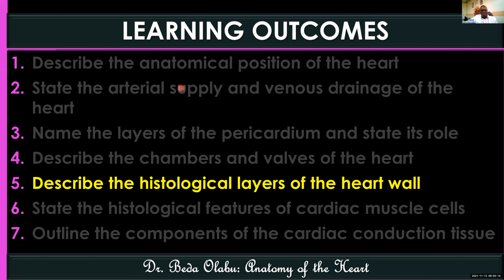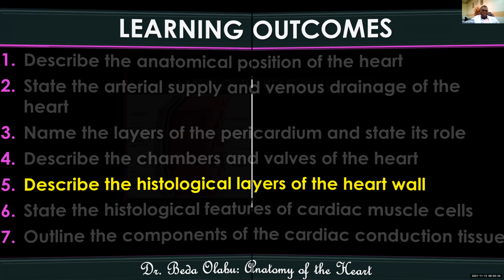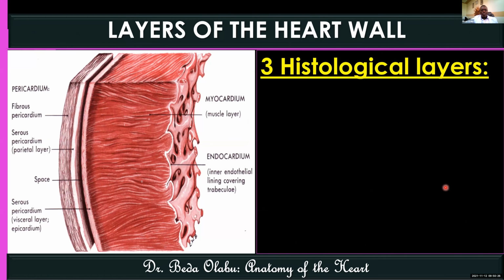Okay, so that was the chamber and valvular anatomy of the heart. Now let's talk about histological layers of the heart wall. We've already alluded to this, so we'll just pass over this quickly. The wall of the heart has three histological layers.